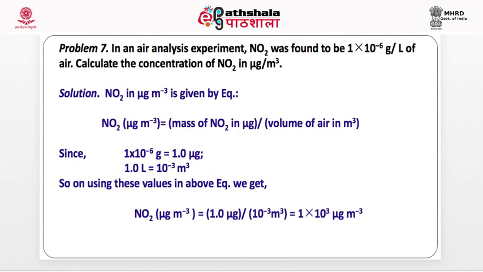Now, this is a problem. In an air analysis experiment, NO2 was found to be this much in a liter of air. Calculate the concentration in microgram per meter cube. Remember, concentration in microgram per meter cube is mass of NO2 in microgram divided by volume of air in meter cube. Since 1 into 10 to the power minus 6 gram is equal to 1.0 microgram and 1 liter is equal to 10 to the power minus 3 meter cube, using these units we can come to the answer: 1 into 10 to the power 3 microgram per meter cube.